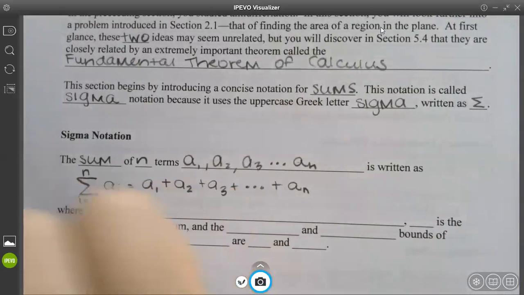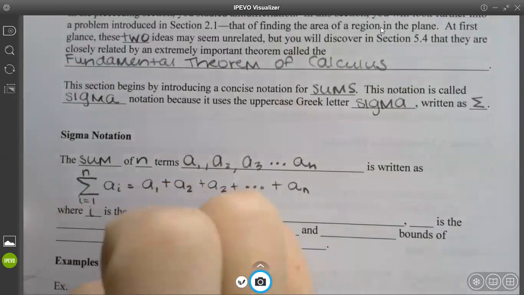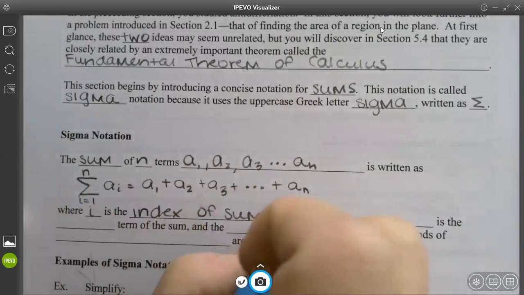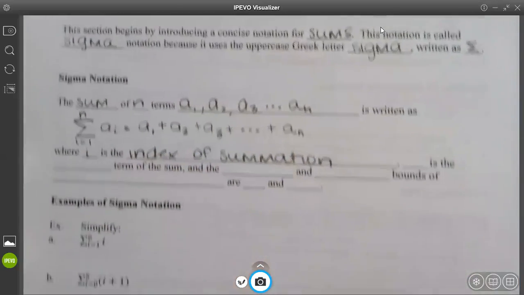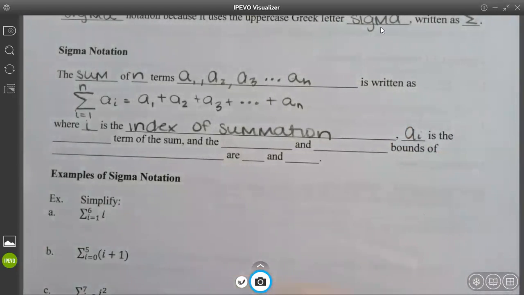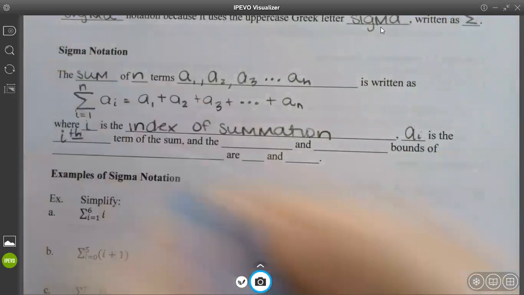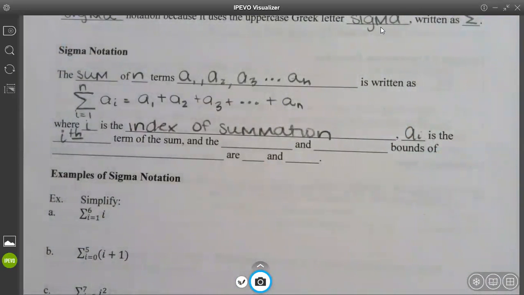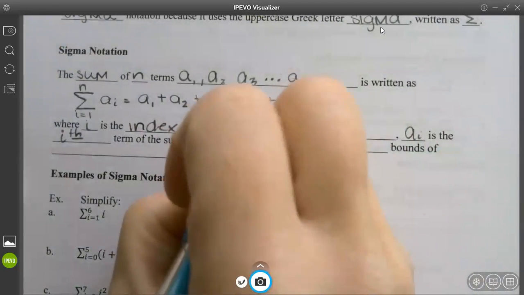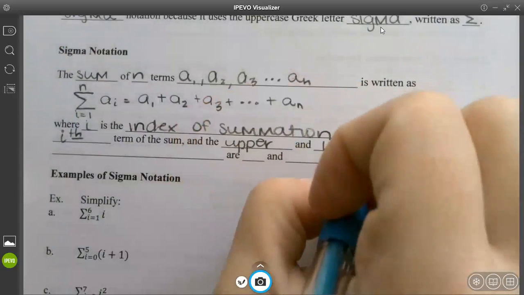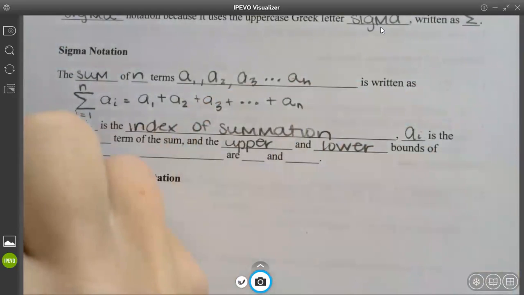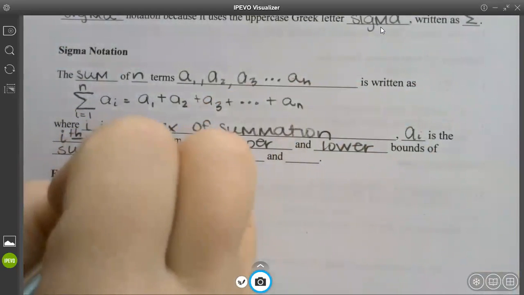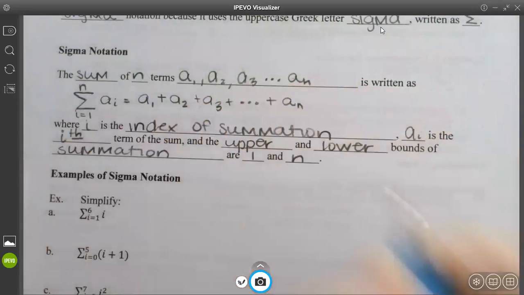i is the index of summation. a sub i is the ith term of the sum. And the upper and lower bounds of summation are 1 and n. And I actually reversed those by accident. So 1 would be your lower because it's on the bottom of the summation, and n is your upper because it's on the top. You already understand that.